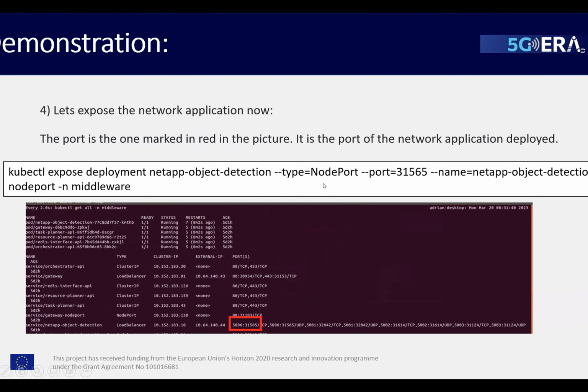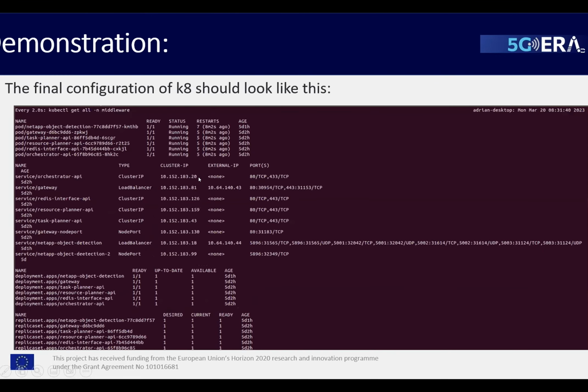Finally, what we need to do is we also have to expose this network application to the outside world, meaning that we have to do kubectl expose on the network application using node port. So we will also expose this one. Our final configuration should look something like this one in Kubernetes. We have deployed our middleware, the network application is deployed, and we have a node port for the gateway and object detection.